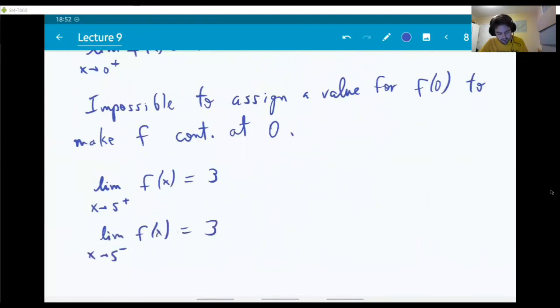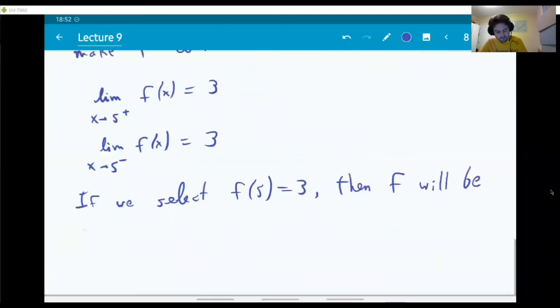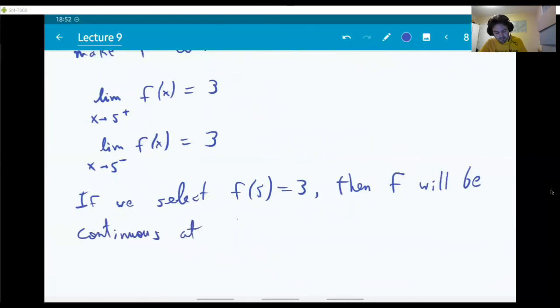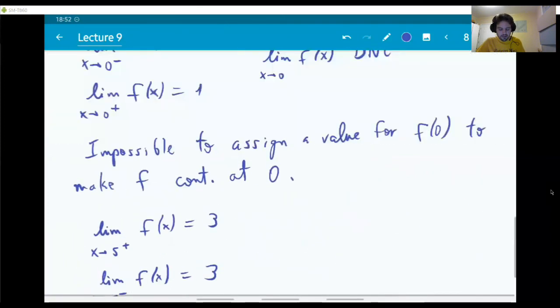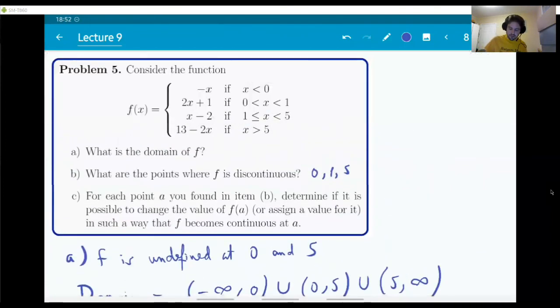So the original function does not have a value for f of 5, but if we assign the number 3 for f of 5, then f will be continuous at 5. This is what the question was asking. Only at this number 5, it was possible to fix the discontinuity. So, all right, this was this question. Let's move on to the last one.